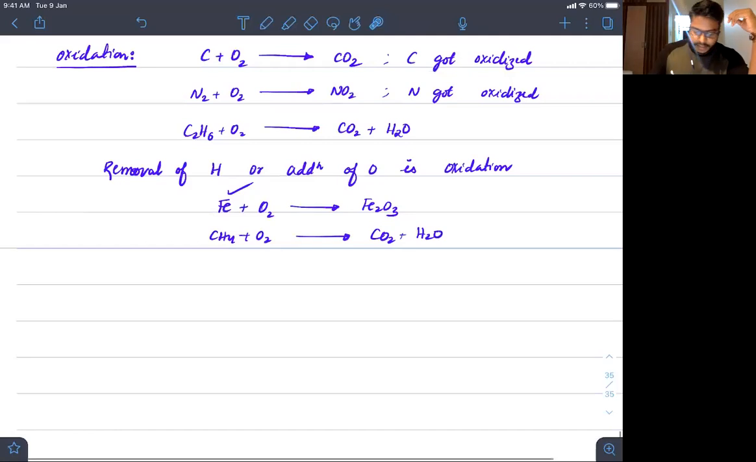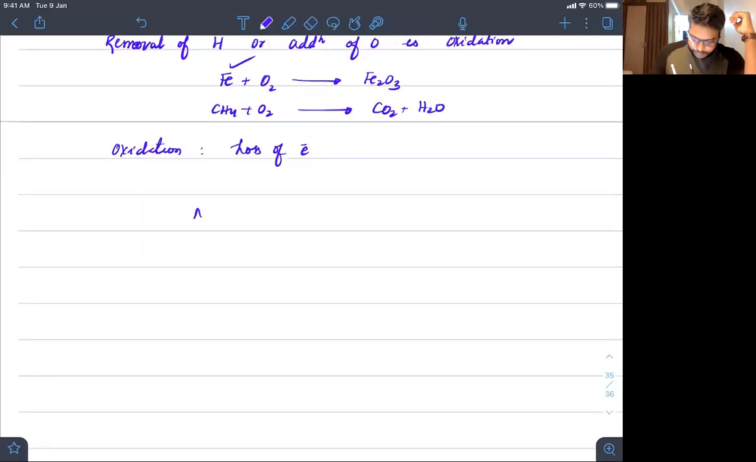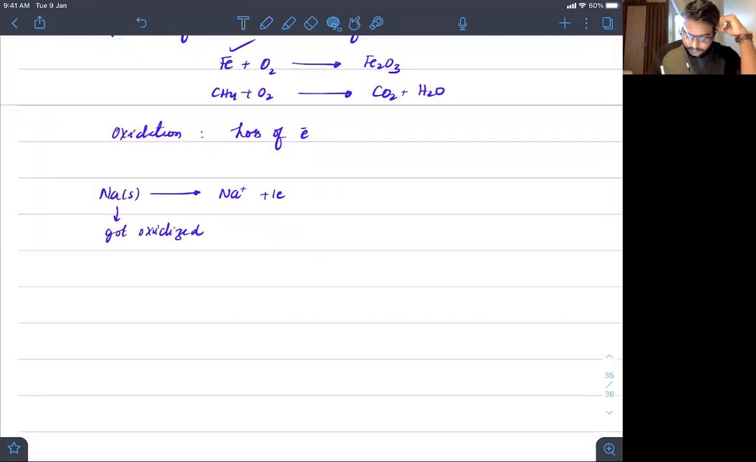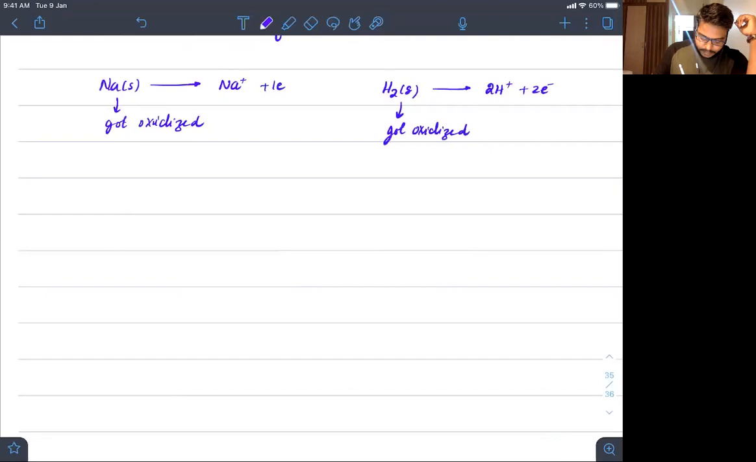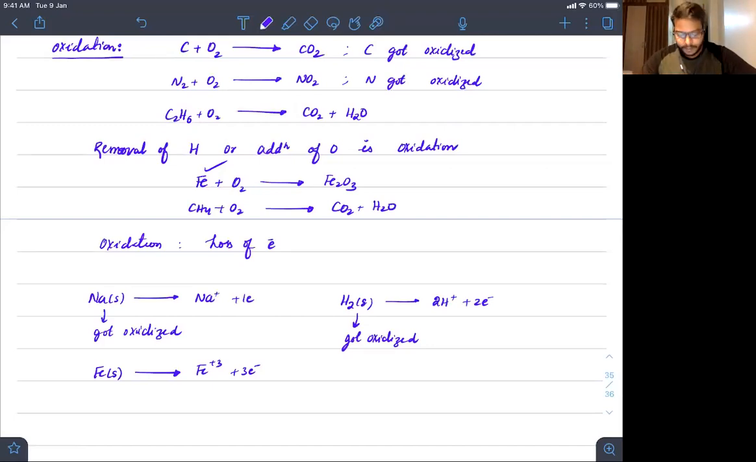Modern definition of oxidation is actually loss of electrons. Got it? For instance, if I have a metal, sodium, and it is losing one electron, we say sodium got oxidized. So any element, if it loses an electron, for example, H2 gas becoming 2H plus 2 electrons, we say H2 got oxidized. Same way, we can have iron. If iron is becoming Fe plus 3 electrons, for any element, you can write that. If there is a loss of electrons, it is oxidation. Any doubt till this point, students?